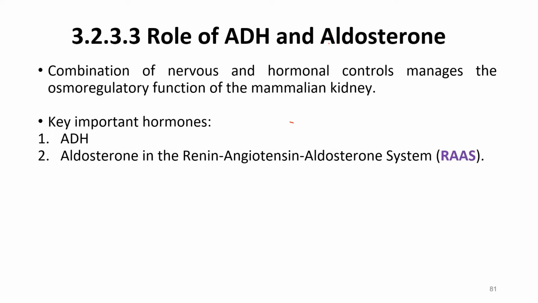Okay, so it says here combination of nervous and hormonal controls manages the osmoregulatory function of the mammalian kidney. Key important hormones are the ADH hormone, antidiuretic hormones, and also aldosterone in the Renin-Angiotensin aldosterone system, or RAAS, right?